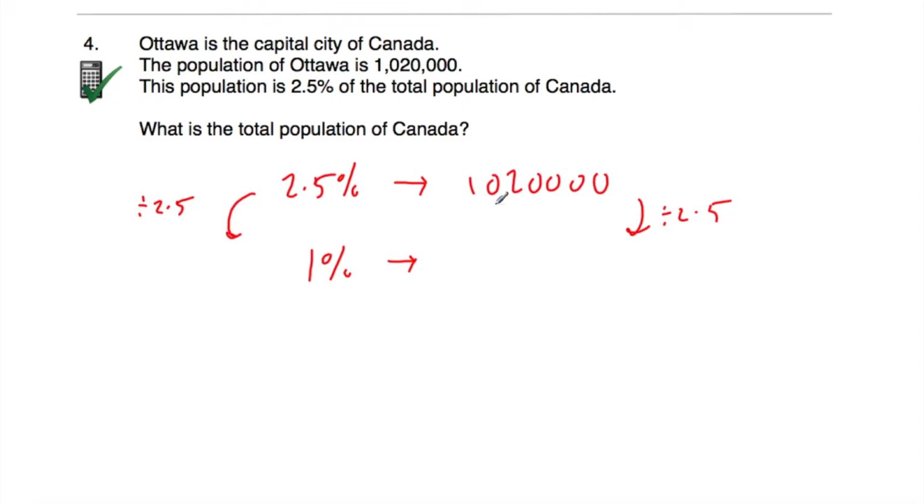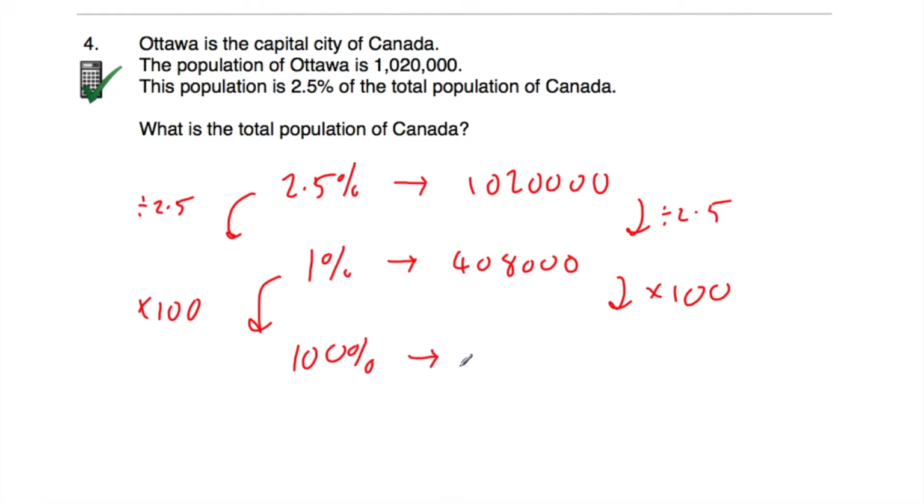So if we take our 1,020,000 and divide that by 2.5, we get 408,000. So that's then what 1% of Canada's population is. And then we just need to times by 100. So if we times by 100 and times by 100, we can then find out what the total population of Canada is or was. So 100% will be equal to 40,800,000. And that's it. So that's the total population of Canada at the time of writing the question, 40,800,000. And that's one approach.